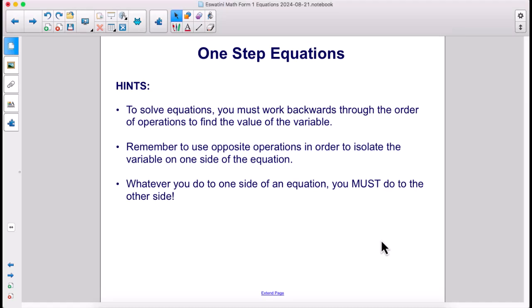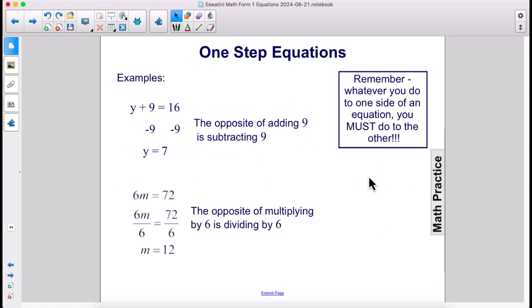To solve equations, you must work backwards through the order of operations to find the value of the variable. Remember to use opposite operations in order to isolate the variable on one side of the equation. Whatever you do to one side of an equation, you must do to the other side.